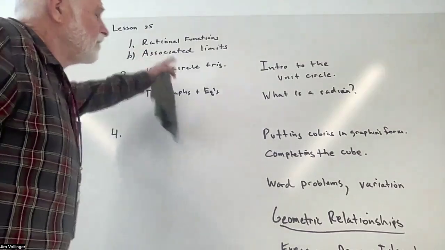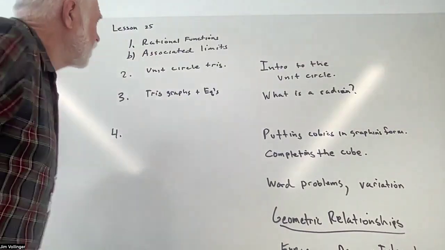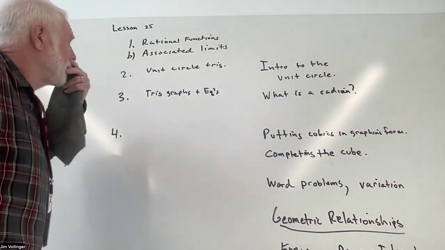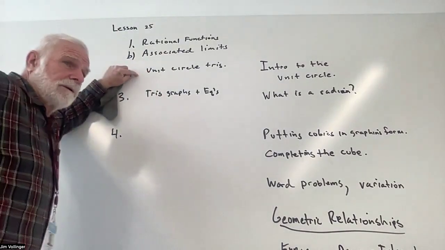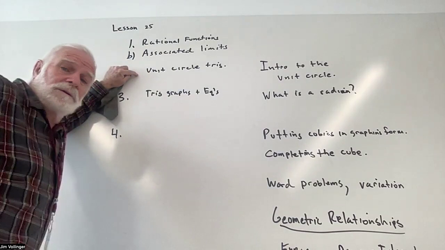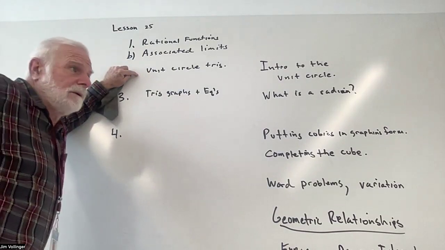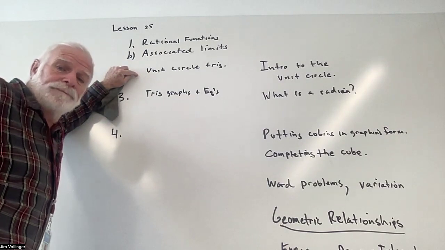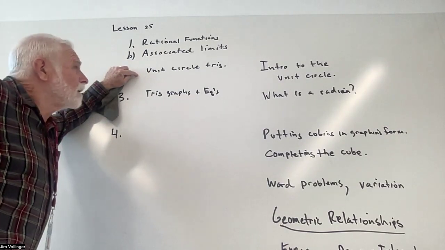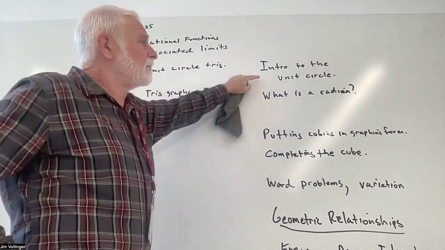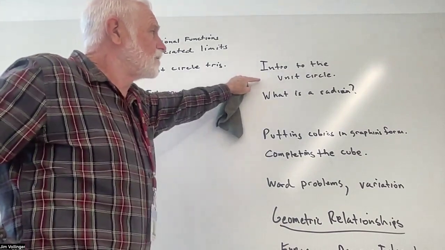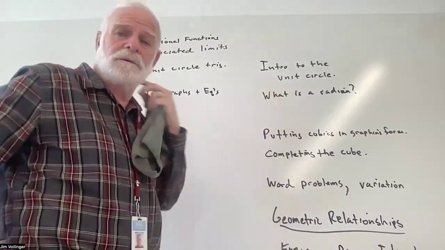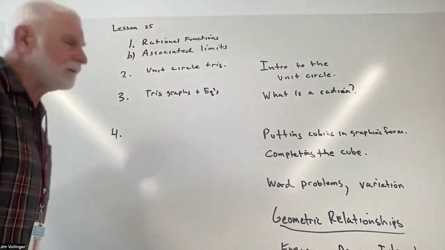So we're going to be covering rational functions during the second half of the semester and their associated limits. The unit circle: we're going to try to get good at the unit circle so that if I ask what's the tangent of 29 pi over 3, boom, give me a quick answer. And to get ready for that, I'm encouraging folks to look at Intro to the Unit Circle and What is a Radian. Those videos will support that endeavor.